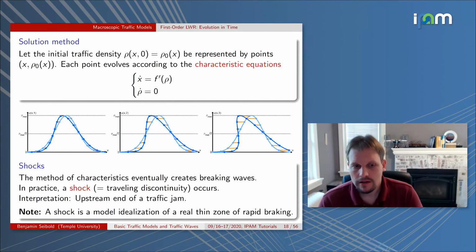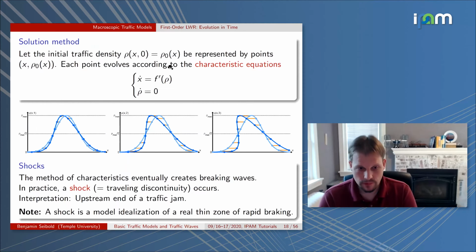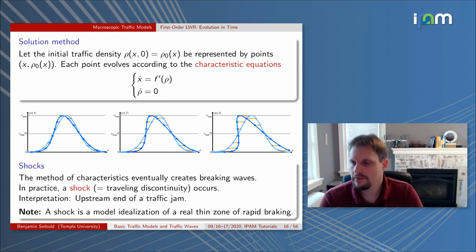Obviously, a shock, a traveling discontinuity, cannot be a solution of the differential equation. Let me go one slide back, because this differential equation differentiates things, and discontinuous functions you cannot differentiate, at least not in the sense of functions. So one needs to make sense of this mathematically, which can be done. Physically, what it means is that you have a traveling discontinuity, a shock, that is an idealization of reality.